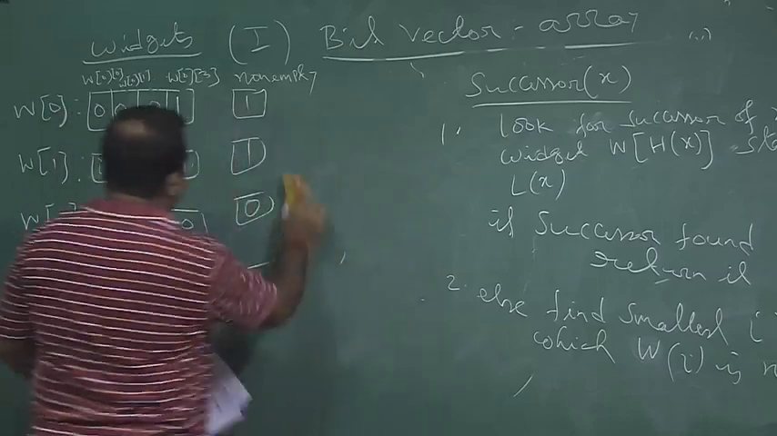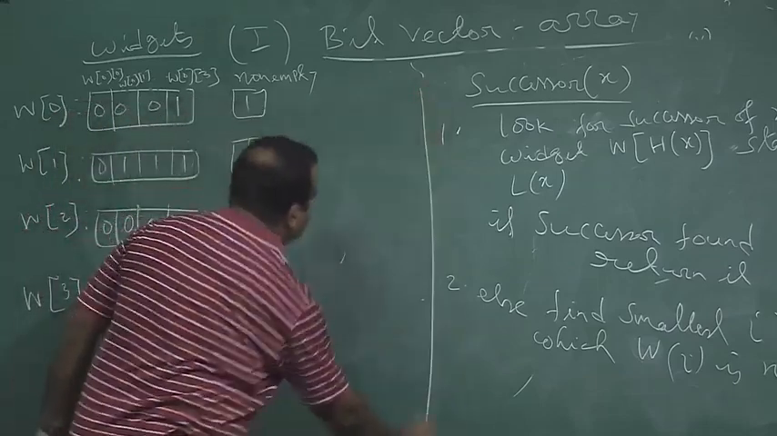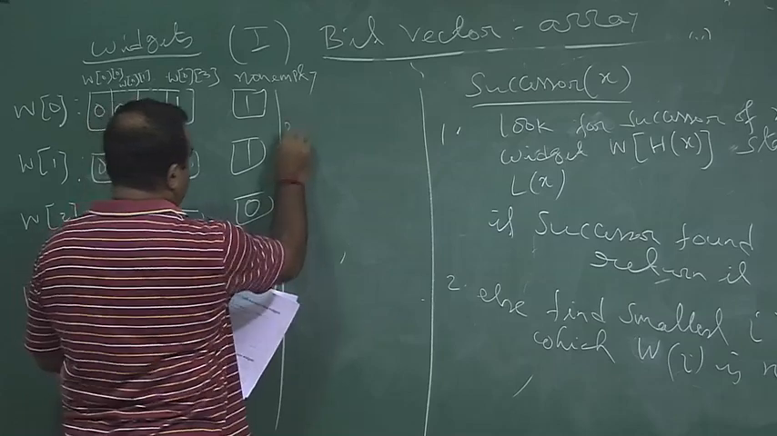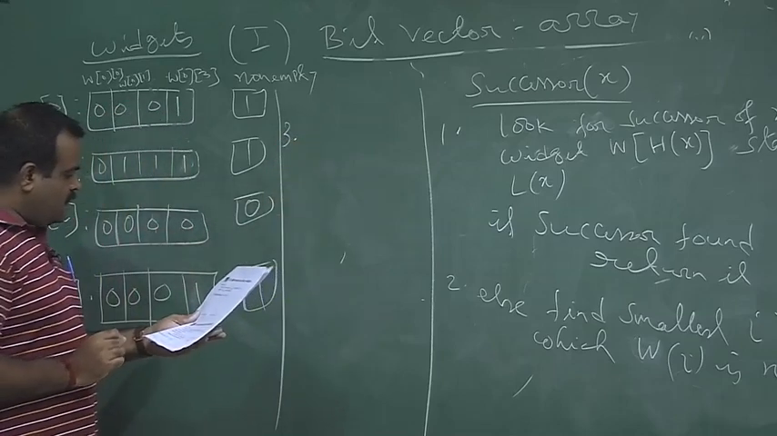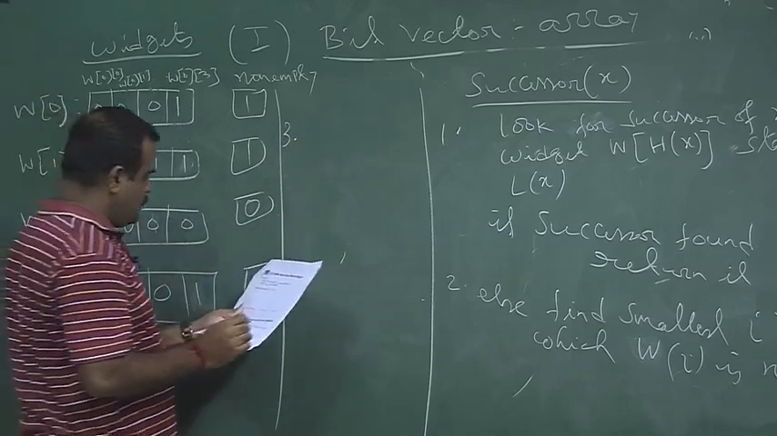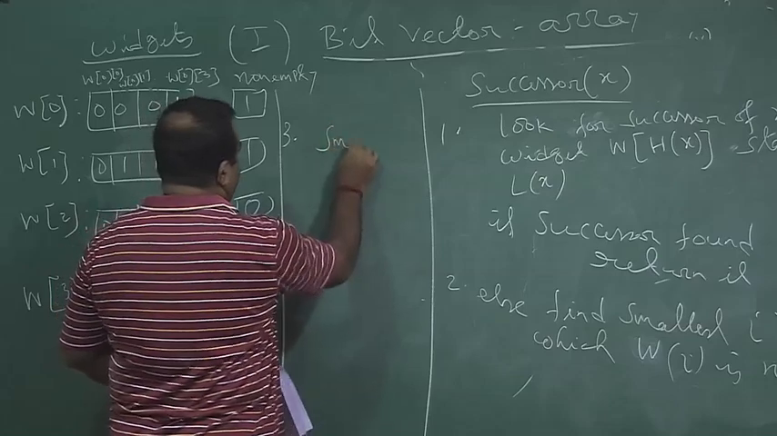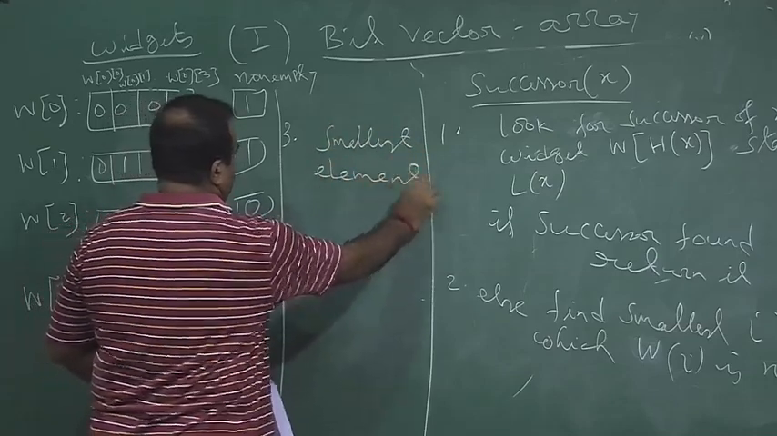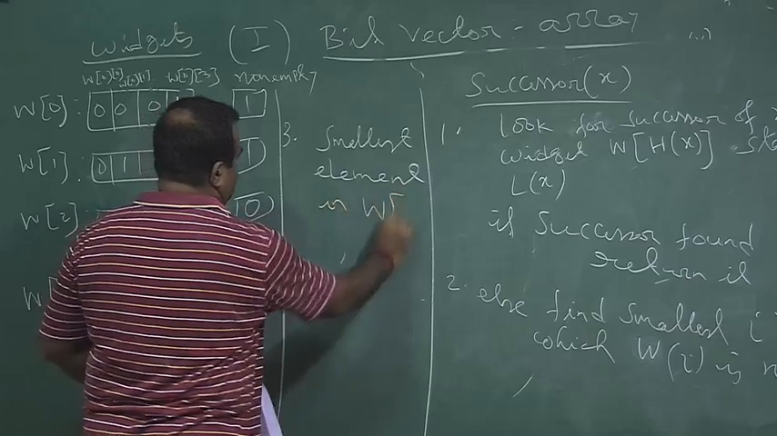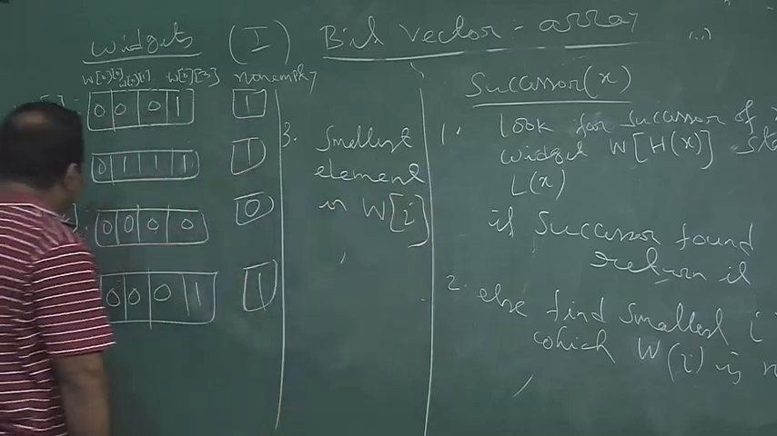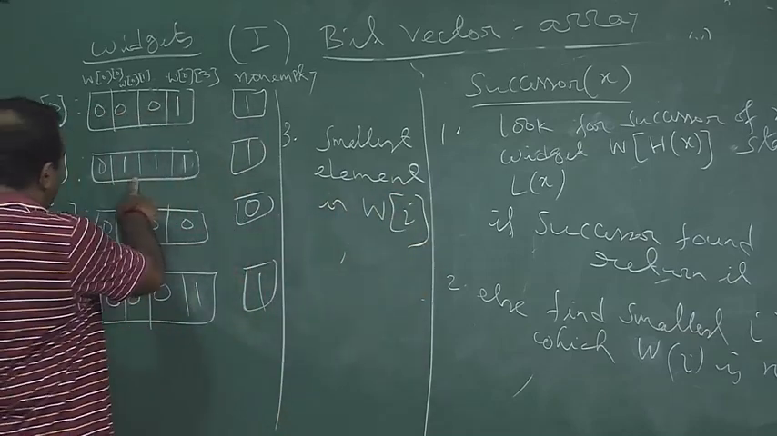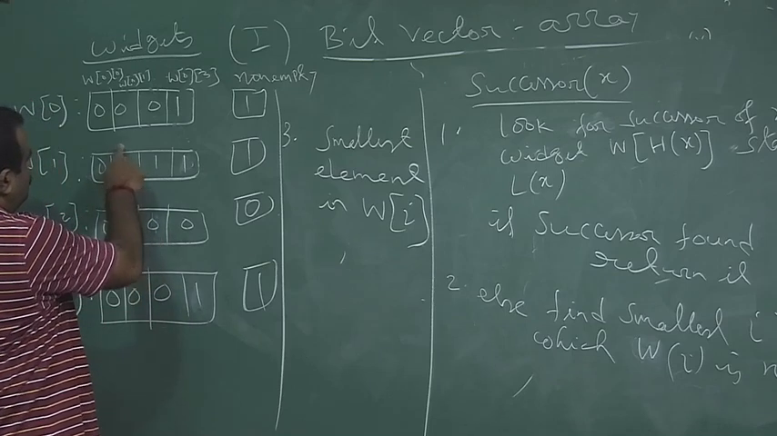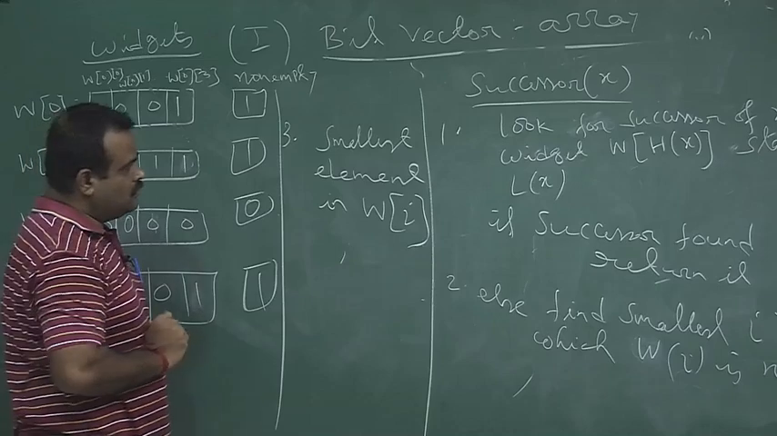So, this is step 2, and then in step 3 what do we do? Then we find the smallest element in w i. So, suppose we know this is the non empty one. We will return the smallest element. So, this has 1. So, we will return this. So, this is the code.